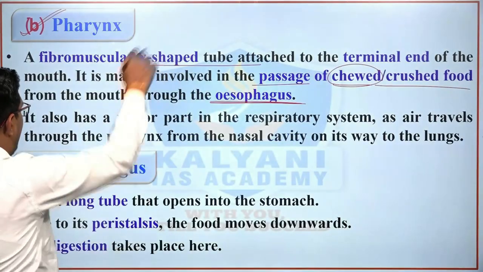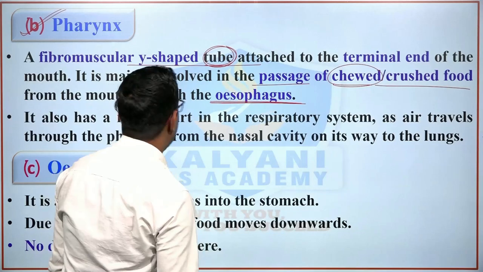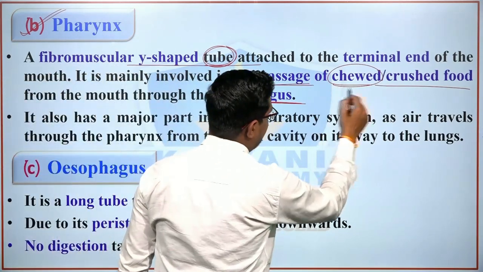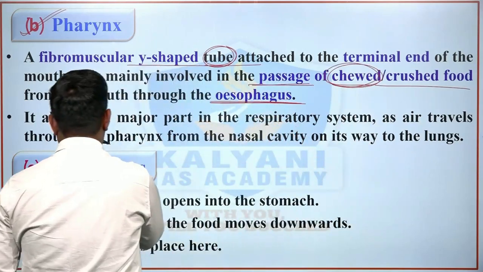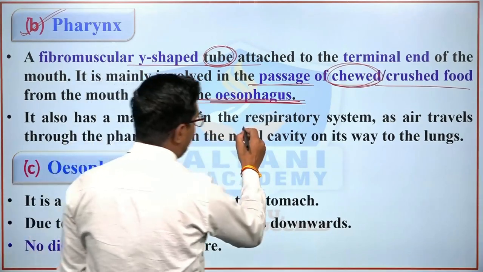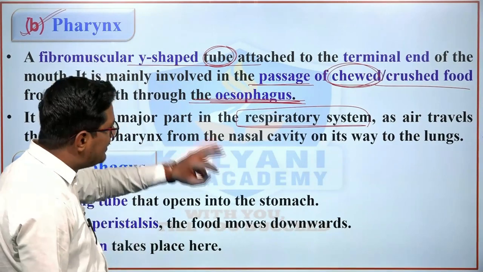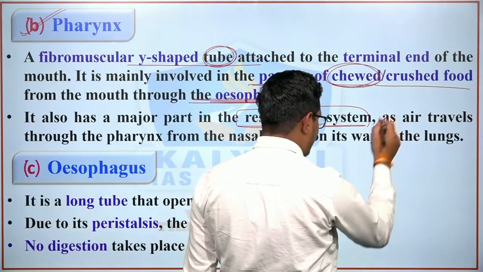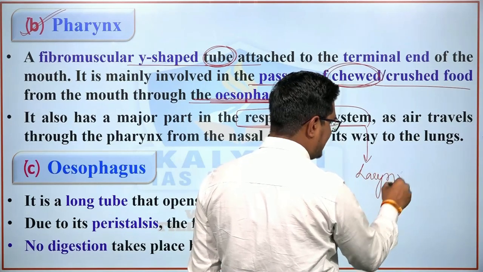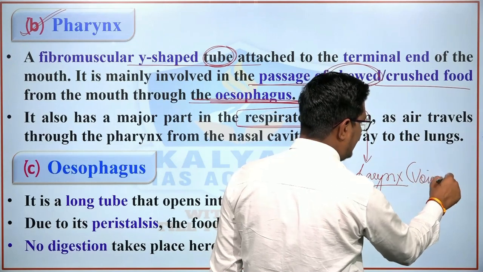So the pharynx is a fibromuscular Y-shaped tube attached to the terminal end of the mouth, and it is mainly involved in the passage of chewed or crushed food from the mouth to the oesophagus, right? And this is also an important portion of the respiratory system we studied in the previous lecture, right? Below the pharynx, what is found? The larynx is found, right? And the larynx is also known as the voice box, right?